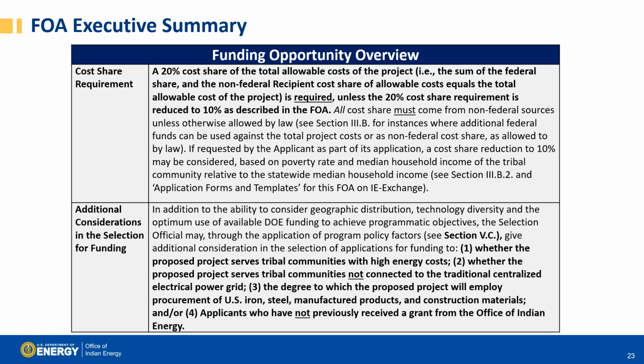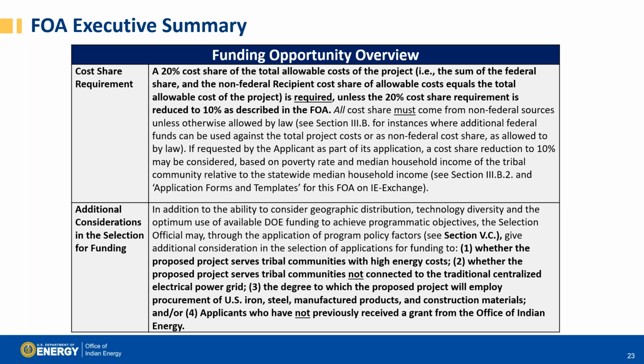A 20% cost share of the total allowable cost of the project is required unless the 20% cost share requirement is reduced to 10%. A cost share reduction from 20% to 10% will be based on financial need. Specifically, it could be poverty rate or the median household income of the tribal community as a percentage of statewide median household income. There are more details later in the presentation, but note that the cost share reduction request of less than 10% of the total project cost will not be considered. So the very minimum is 10% cost share requirement.